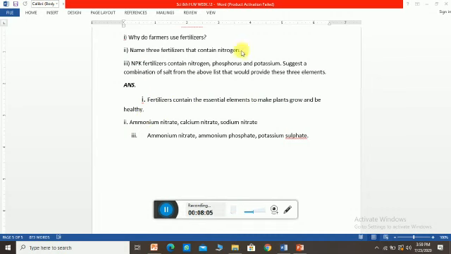In the third one, NPK fertilizers contain nitrogen N, phosphorus P, and potassium K. Suggest a combination of salts from the above list that will provide these 3 elements. So how are these 3 elements present in NPK from the above list? Look, there would be ammonium nitrate, ammonium phosphate, and potassium sulfate.